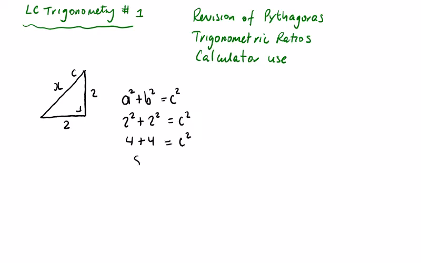And in a question like this, you may be asked to write your answer in surd form, and that's what we're going to introduce here. So c squared is equal to 8. And if you type the square root of 8 into your calculator, it's going to come out as 2 root 2. Now, why is it 2 root 2?